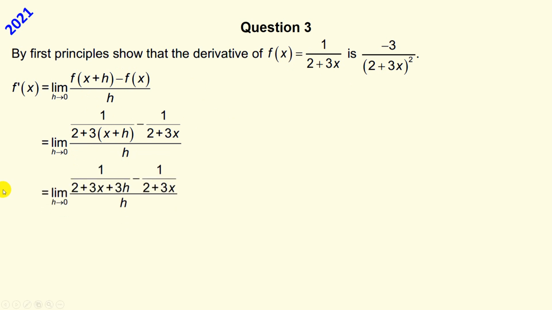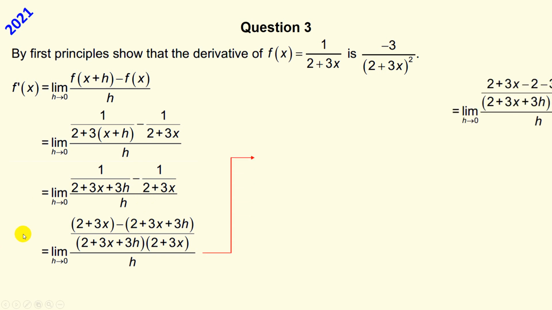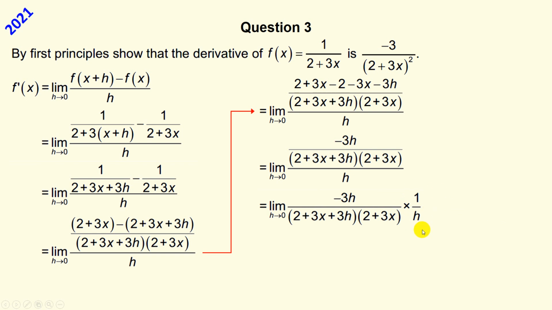Find a common denominator. Simplifying first. There we are. Common denominator on the top line. Now we're going to simplify the fraction over fraction. It's this top line divided by h. In other words, the top line multiplied by 1 over h. And the h is going to cancel, and we're going to end up with that.